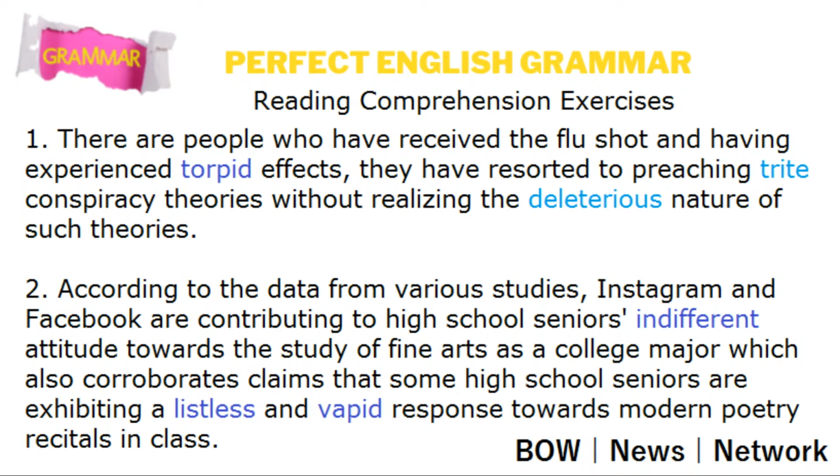As we go further into the program, you'll actually see that we spend a lot more time on reading comprehension exercises as we expand our vocabulary. We want to start using some of those words that we pick up in the different chapters. So the words that are in blue here are words that we have actually covered in previous chapters of volume 1. So here we have, they are people who have received the flu shot, and having experienced torpid effects, they have resorted to preaching trite conspiracy theories without realizing the deleterious nature of such theories.